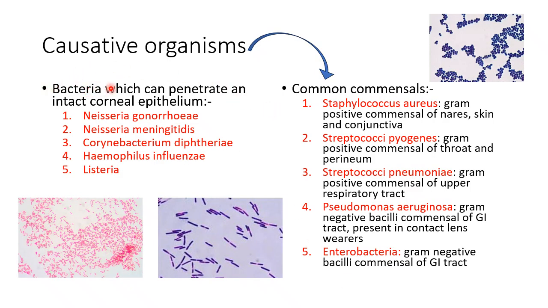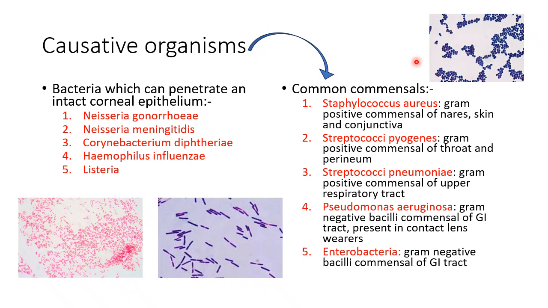Now there are bacteria which can penetrate an intact corneal epithelium, and there are bacteria which are common commensals of the human body. These are often the common causative agents also, the ones on the right side, and they usually invade the cornea when the host immune system is compromised, as well as the local immune responses of the cornea. The normal commensals become pathogenic organisms. On the other hand, there are bacteria which can penetrate an intact epithelium. Very important to remember the names of these 5 bacteria, commonly asked question in Viva.